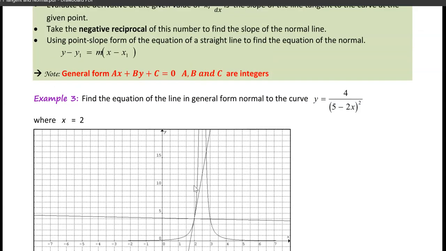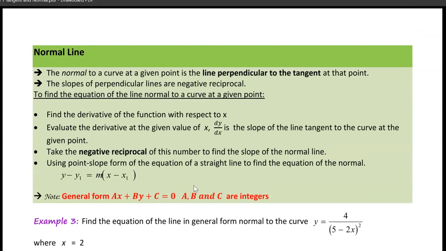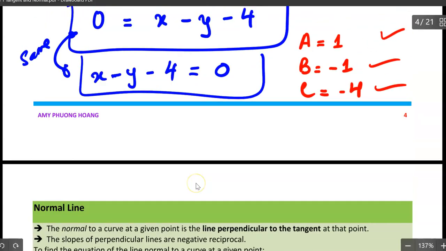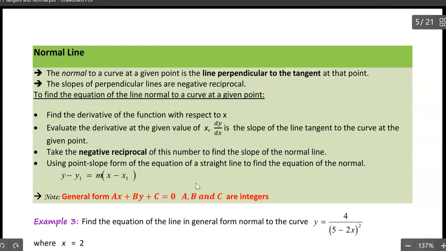So what I will do is work with the normal lines in our next video. So it's just a quick reminder for everyone.